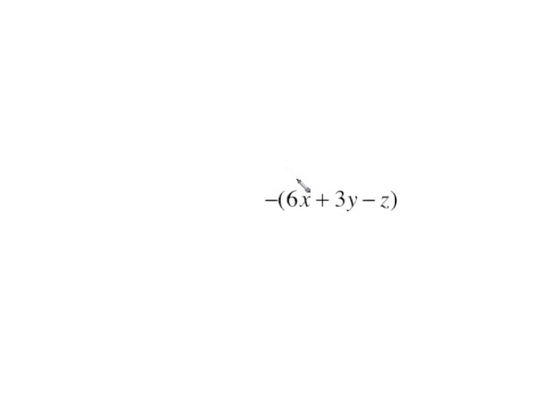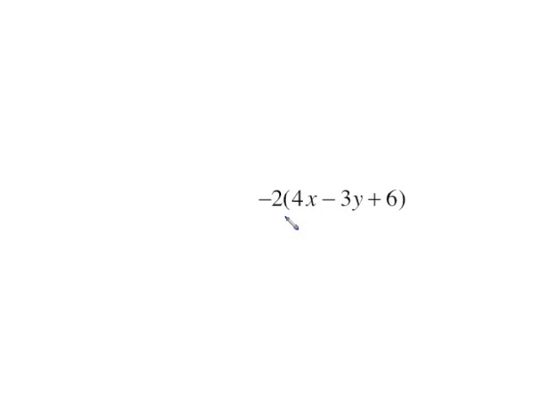So this negative in front of here is just going to change all of those signs. Used to be a 6x, so now it's a negative 6x. Used to be a positive 3y, so now it's a negative 3y. Used to be a negative z, because that's a plus and negative, and now it's going to become a positive z.